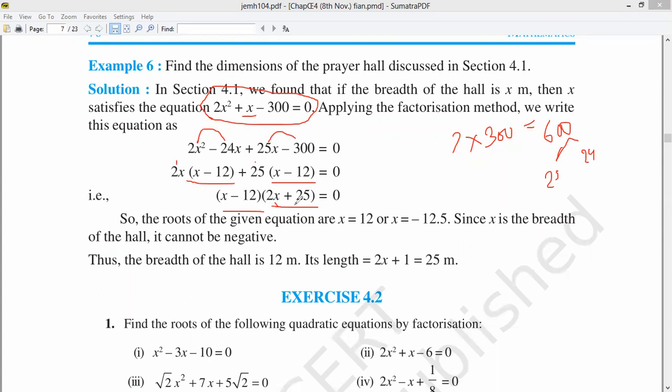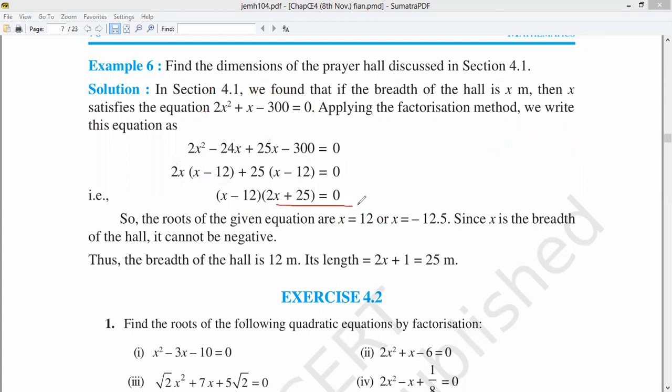This is also the product of two functions, x minus 12 and 2x plus 25. So either this function will be 0 or this function will be 0. Now if x minus 12 is equal to 0, then the value of x is equal to 12. And if 2x plus 25 is equal to 0, then the value of x becomes minus 12.5.